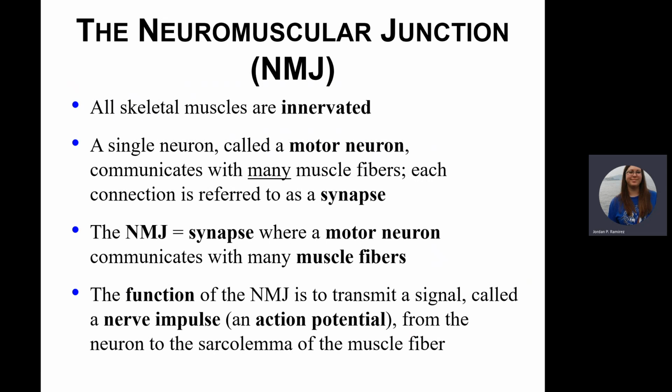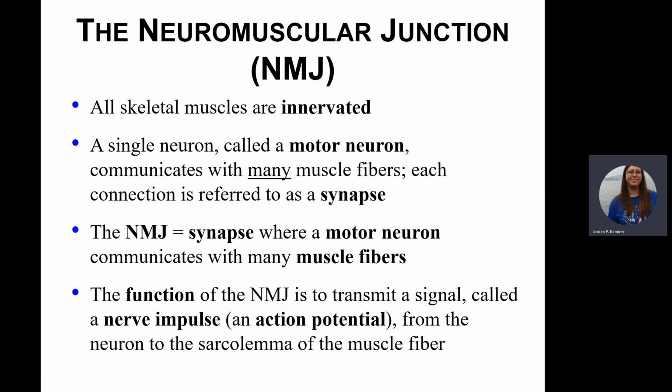All right, so all skeletal muscles are what you call innervated. A single neuron called a motor neuron, just think of it as a neuron, you don't have to really think about motor neuron or whatever, it's going to communicate with potentially many muscle fibers. Each connection between neuron and muscle is referred to as a synapse. So the neuromuscular junction, or NMJ, is a synapse where a motor neuron communicates with many muscle fibers.